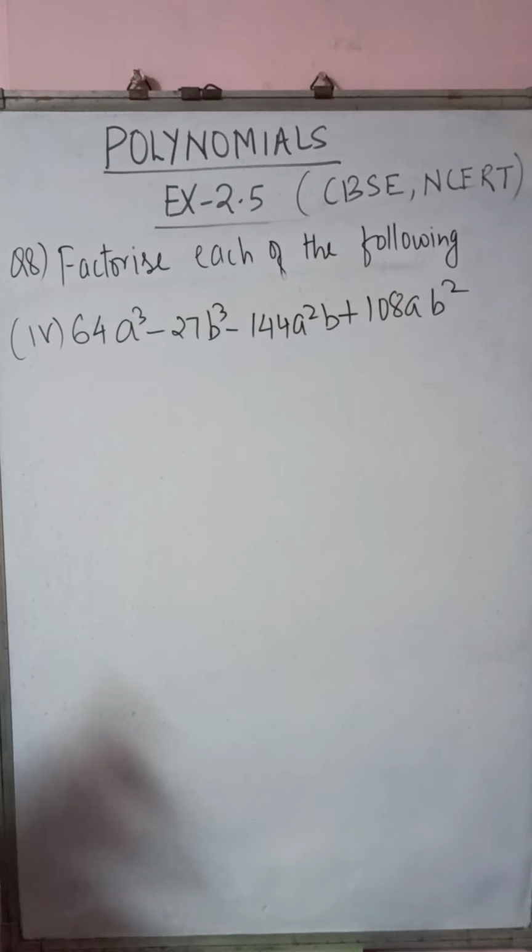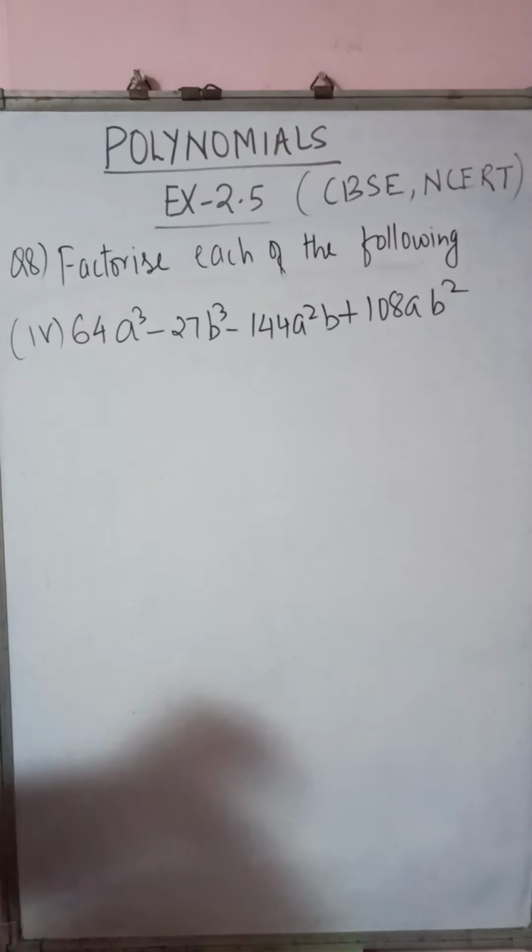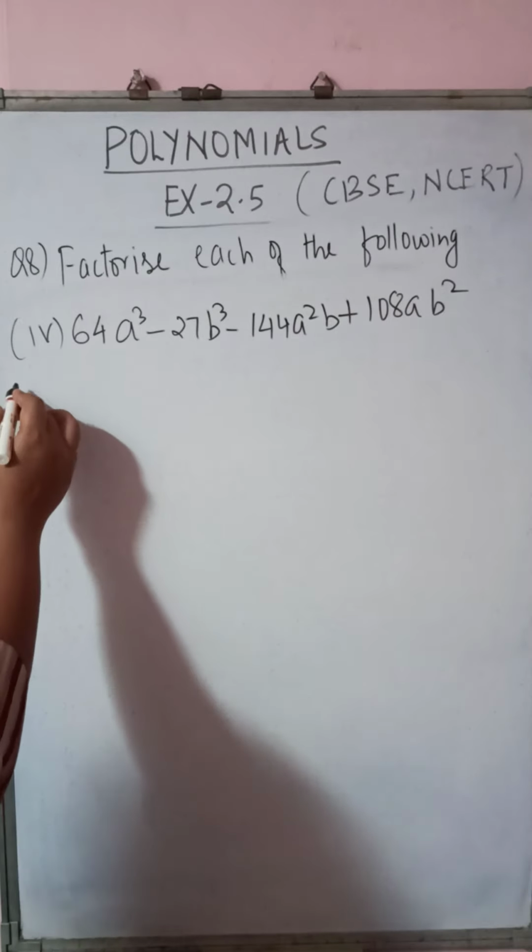Okay, question number 8, fourth part. See, in the first question all were plus signs, so that was the expanded form of a plus b the whole cube. Here it is a minus sign. So it is the answer of a minus b the whole cube. Now the only problem is that we have to identify what is a and what is b. So here also it is very simple.